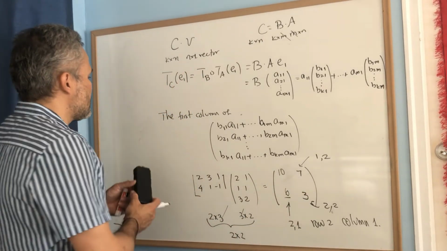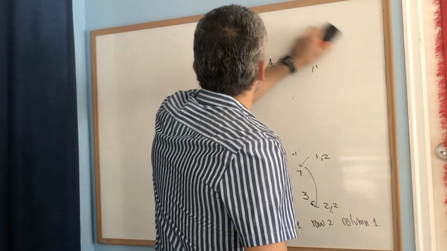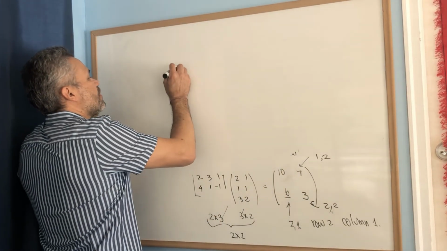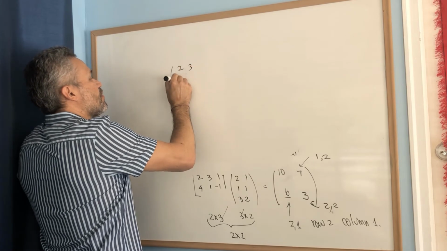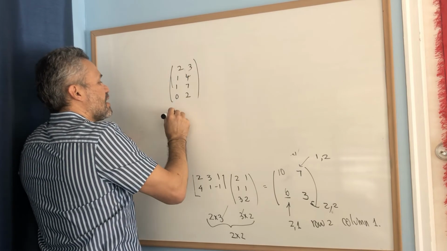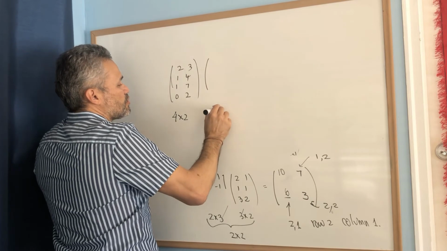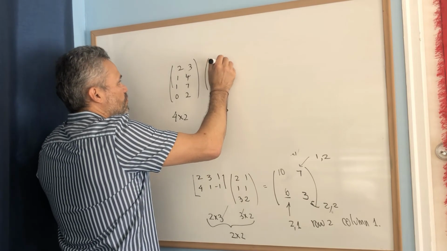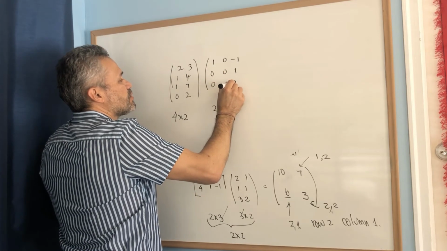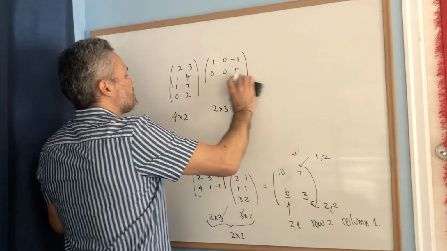Okay, let me just finish doing another example of this, and then we stop here. Let's suppose that we have something like 2, 3, 1, 4, 1, 7, 0, 2. This is a 4 by 2 matrix, and let's suppose I have a 2 by 3 matrix: 1, 0, negative 1, 0, 0, 1, 0, negative 1, 2. Sorry, 2 by 3 matrix. That means something like this.